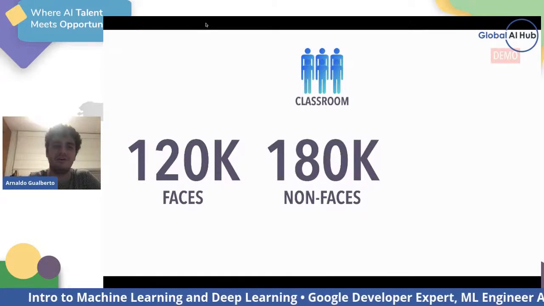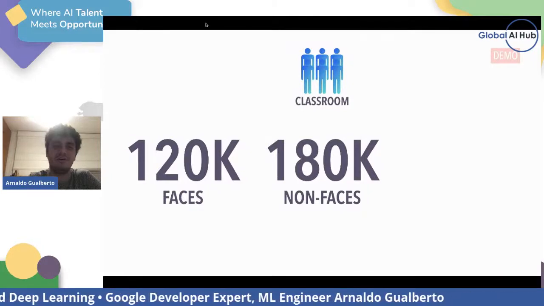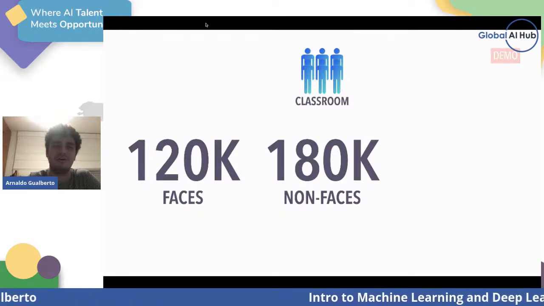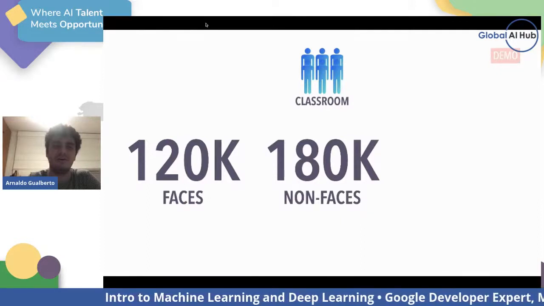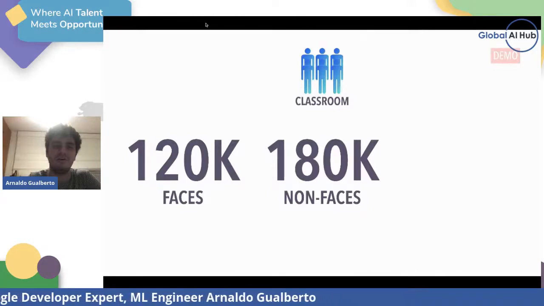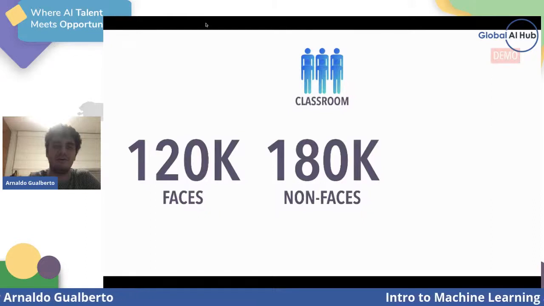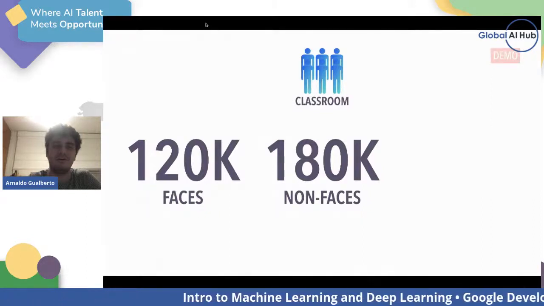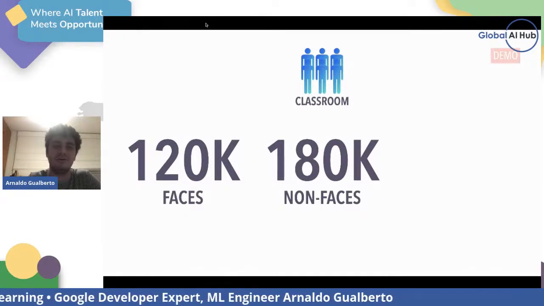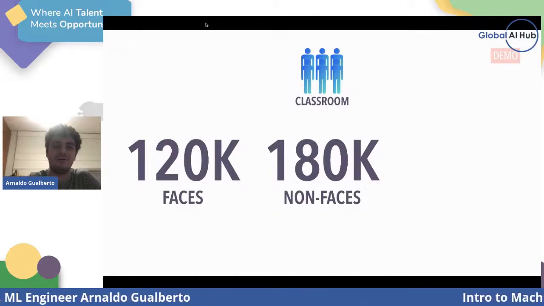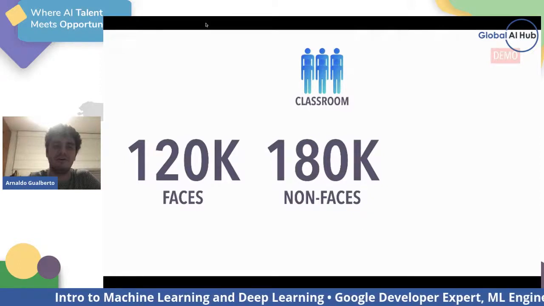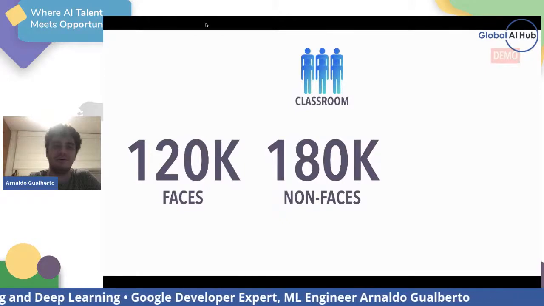So I got three more. I got 120,000 faces. That's three times larger than the 40,000 faces, and I doubled the non-face images. So we had 90,000, and now we have 180,000 non-faces. And since it was my first project related to deep learning, using real world data, I decided that I would try everything that I heard about training deep learning models.